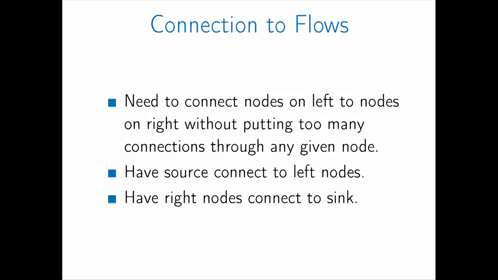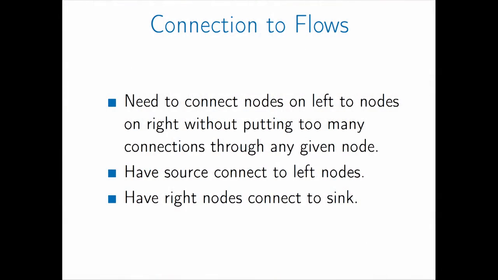So, how are we going to solve this problem? The key idea is that there's a connection between this problem and network flows. What you want to solve in bipartite matching is to connect nodes on the left to nodes on the right without putting too many connections through a given node. This sounds like a flow problem where you want to have flows running from left to right without too much flow running through any given node.